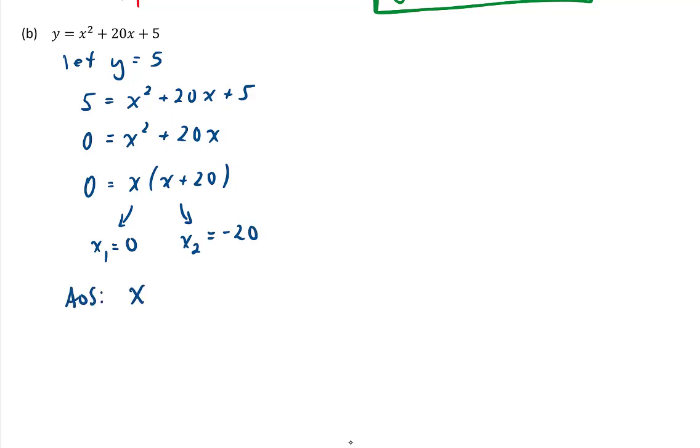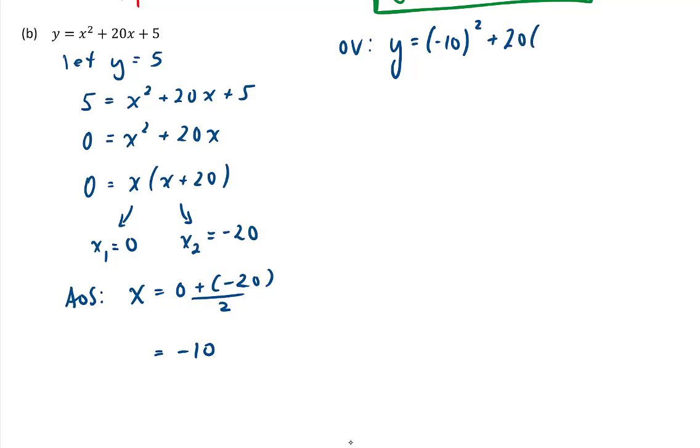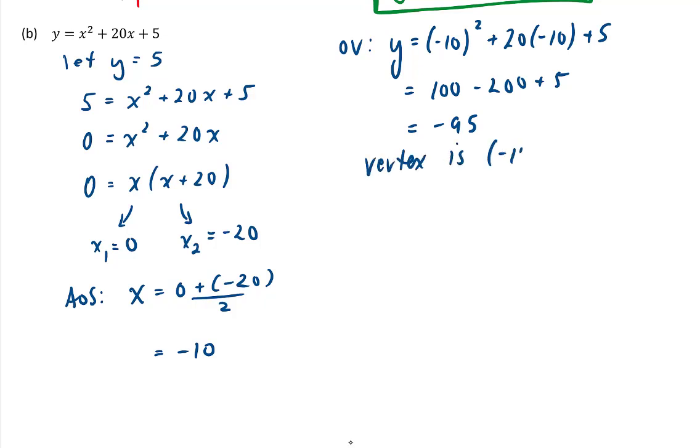Next we find the axis of symmetry. So that's (0 plus negative 20) divided by 2, which gives us an axis of symmetry of negative 10. Now we look for the optimal value. So that's y equals, sub in our axis of symmetry, negative 10 squared plus 20 times negative 10 plus 5, which equals 100 minus 200 plus 5, which gives us negative 95. We now know our vertex is (negative 10, negative 95).